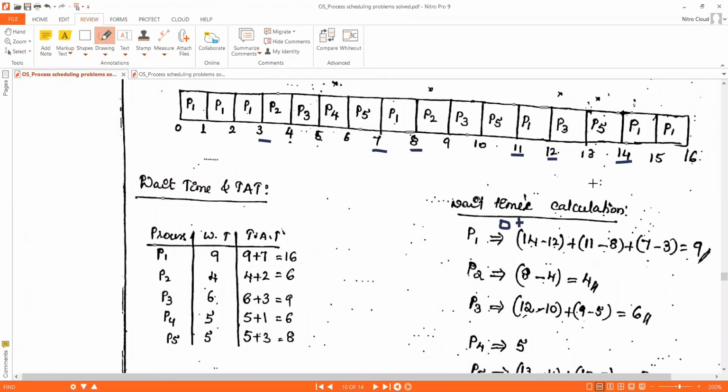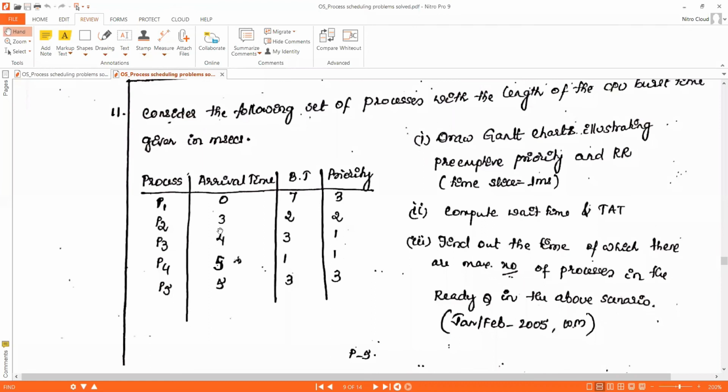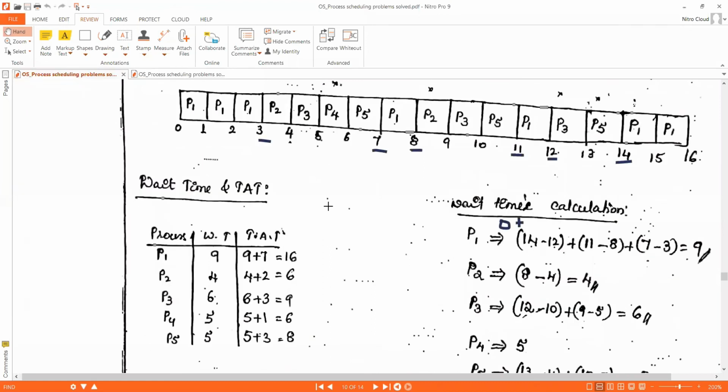Okay, next for process 2. Process 2's allotted time is 3 milliseconds. Process 2's arrival is 3 milliseconds. 3 minus 3 is 0 milliseconds, plus, what is the last allotted time for process 2? Process 2's last allotment time is at 8 milliseconds. So 8 minus its previous preempted time, that is 4 milliseconds. 8 minus 4 is 4 milliseconds. So 0 plus 8 minus 4 is the waiting time for process 2, that is 4 milliseconds.